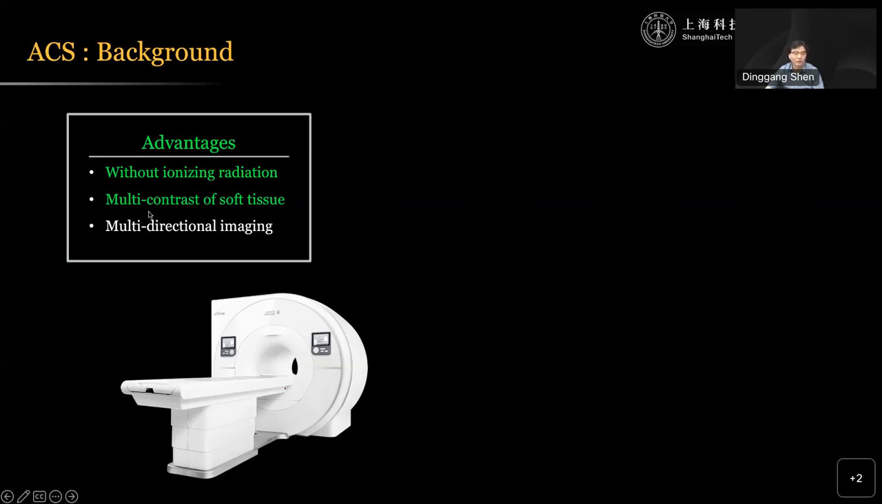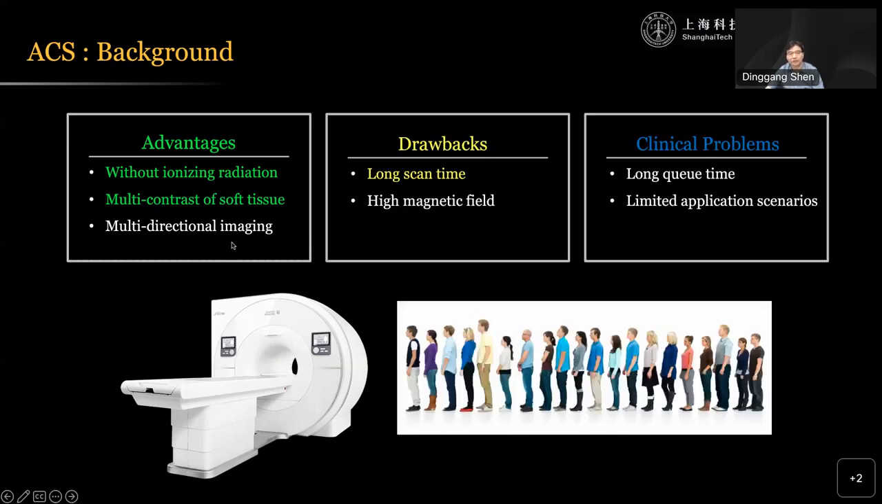For example, we can have multiple contrast information for the soft tissue, and also we can acquire multi-direction images. Of course, the drawback for the MRI image is the long scanning time, and you have to wait a long time to get MRI images. For example, in Shanghai, if you want to take MRI images in the hospital, you may need to wait for a couple of weeks, for example, 3 weeks.